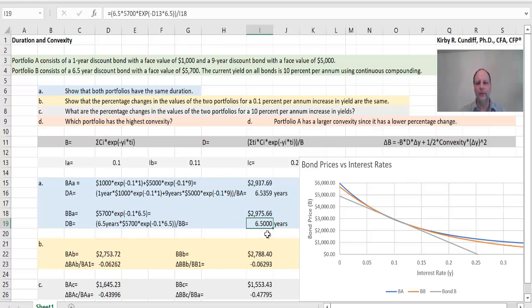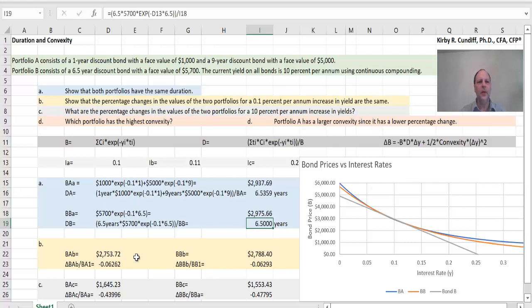So the problem is designed so both of the initial prices are similar and both of the initial durations for the two portfolios are similar. We have now shown that both portfolios have very close to the same duration.